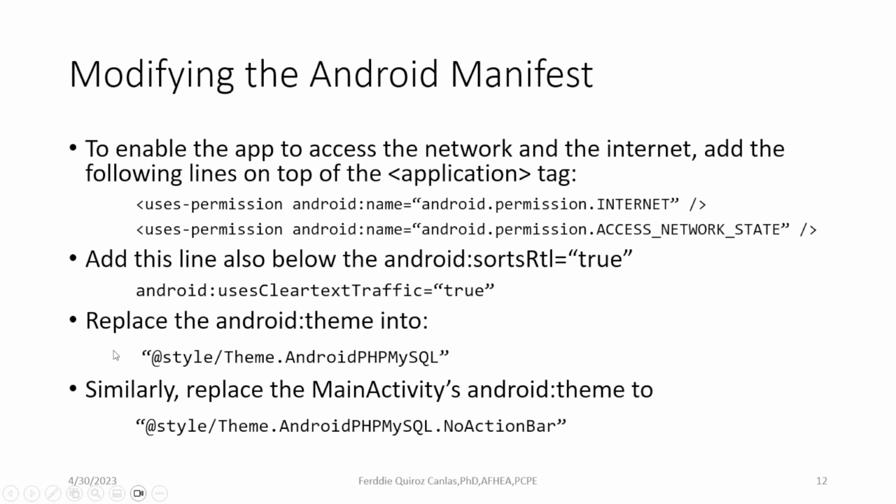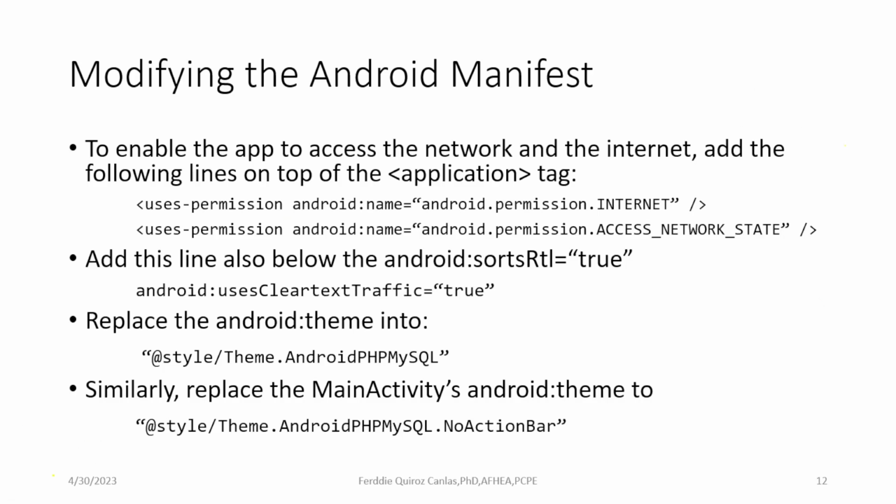Next, for us to be able to enable our application to access the network and the internet, we need to add permission into our Android manifests XML file. So the first permission here will allow us to access the internet, and the second permission here will allow us, of course, to get the status of the network.